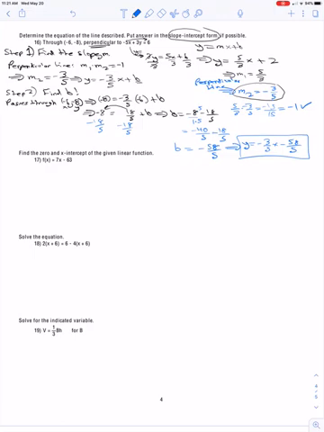So there's the perpendicular line equation in slope-intercept form. So we'll stop there. We'll take a break and continue on with our review.